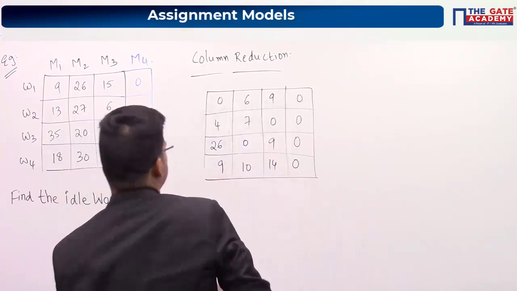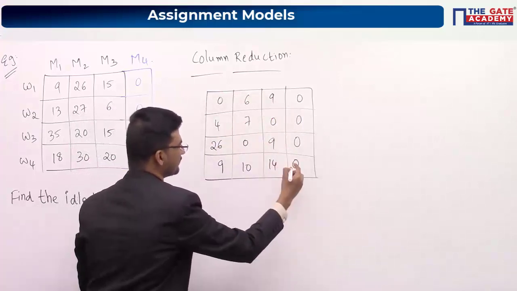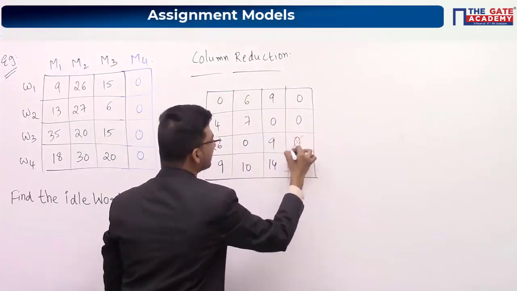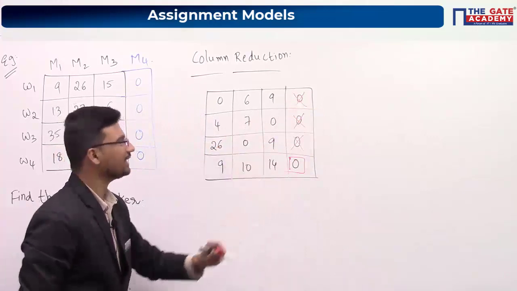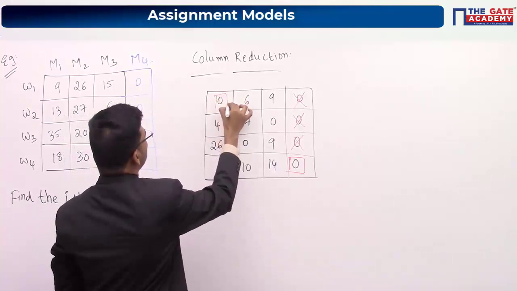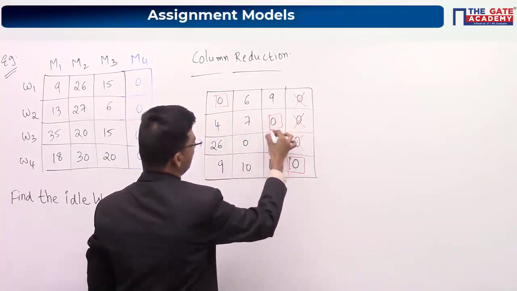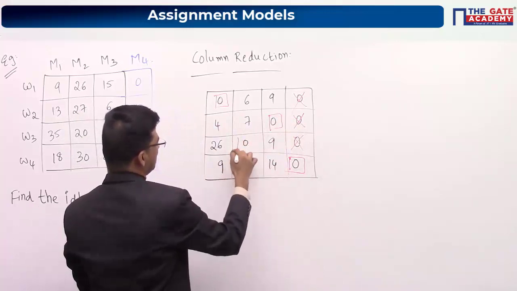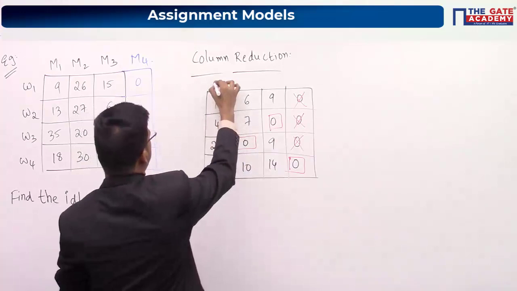So now assignment, single zero row. Where is the single zero row? This one. So you can cancel all other zeros in this particular column. Now single zero row, this one, assign here, no other zeros. Single zero row here, no other zeros. Single zero row here. So what is your assignment now?